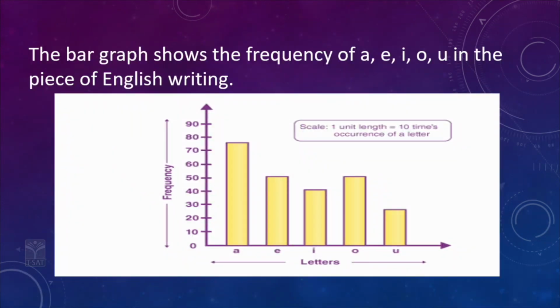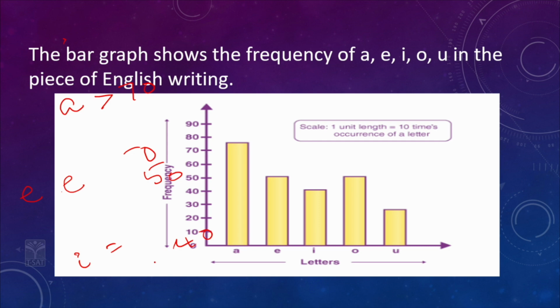What is the question here? A will be how much? Around more than 70. So if you take A as more than 70, correct? And when you consider the next, E, E is around 50, correct? Okay, E is 50. And I is around 40.